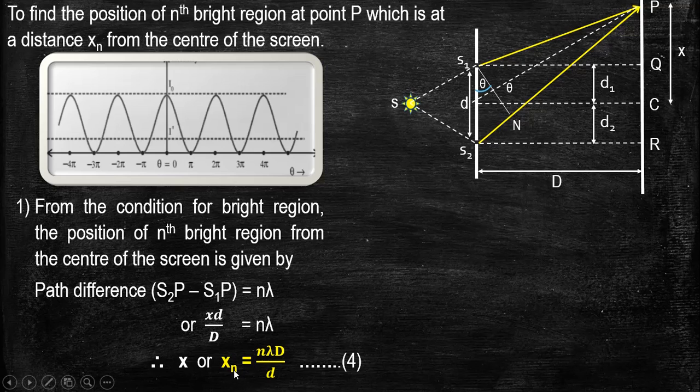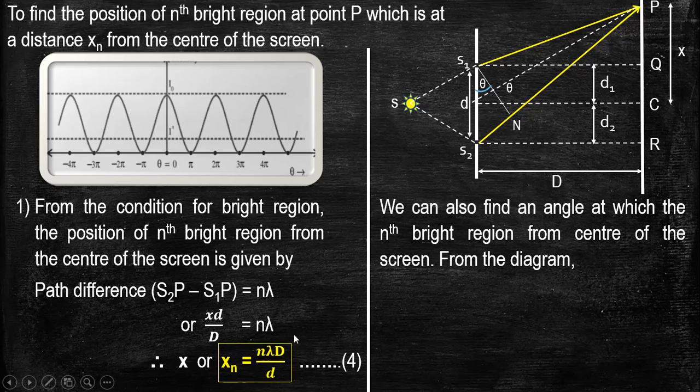If I take n equal to 0, then I get the central bright region. If I take n equal to 1, I get the distance of the first bright region from the center of the screen. If you take n equal to 2, then I get the distance of the second bright region from the center of the screen. In this way, by putting the value of n, I can get the distance of any bright region from the center of the screen in terms of lambda, d and small d. So this is a very important expression.